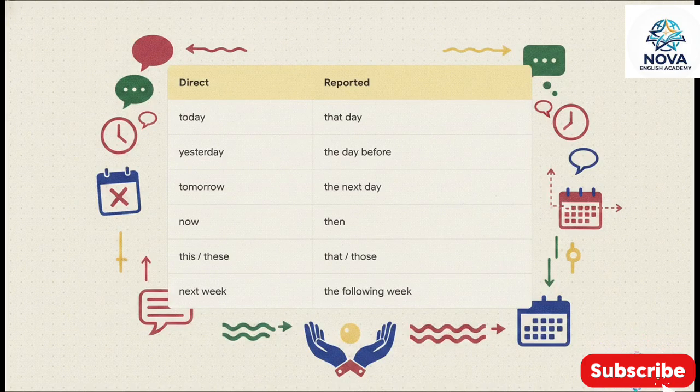Now, just as our perspective on the speaker changes, our perspective on time has to change too. Let's walk through this crucial cheat sheet. If someone says something is happening today, but you're reporting it to someone else 3 days later, well, today just isn't accurate anymore. So today morphs into that day. Yesterday becomes the day before. Tomorrow shifts to the next day. Now becomes then. Even demonstratives change, so this and these turn into that and those. To put that into perspective, if someone says, "I will see you tomorrow," applying our tense rule and our time rule, we report it as, he said that he would see me the next day.